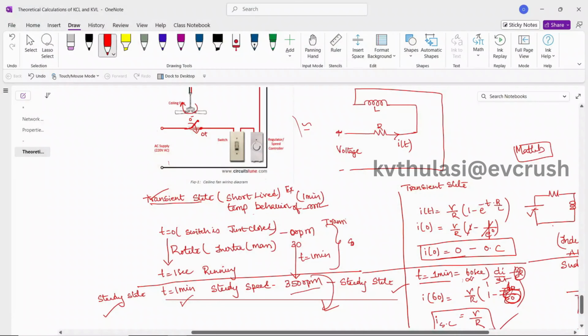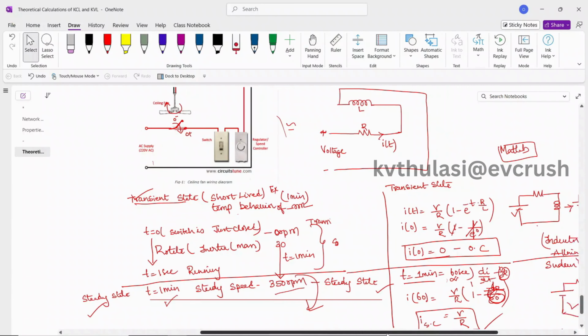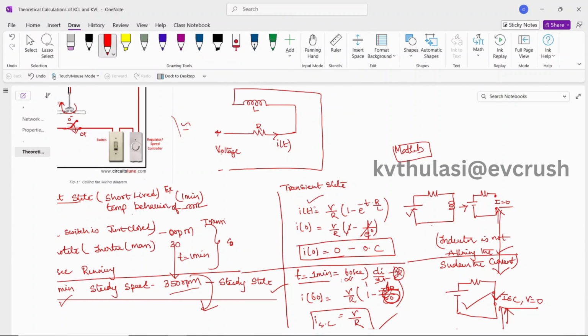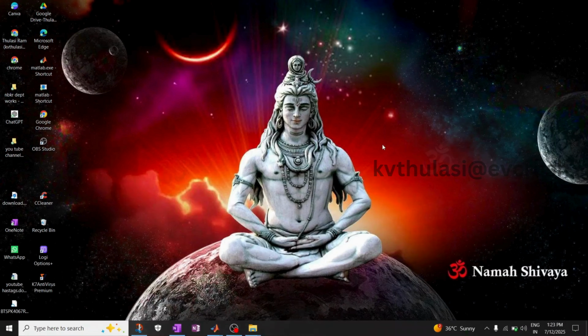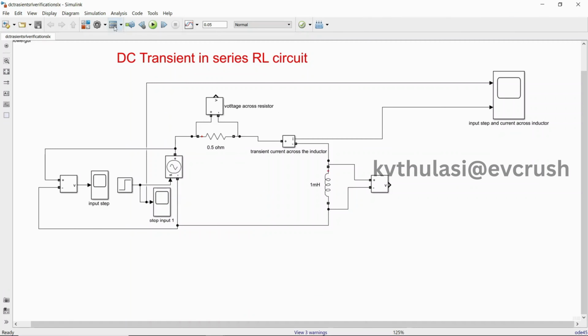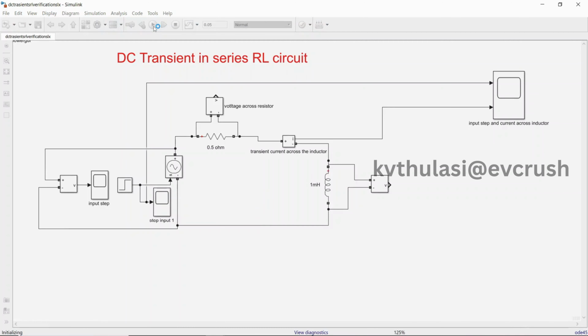This is the output current i of t. Here this i of t is given like this: i of t is v by r. In this exponential you are going to get this current, and you can see how the current is. Now just run the simulation, using the run button.